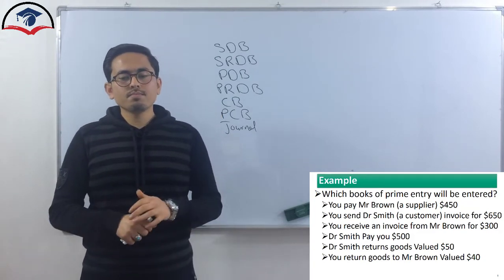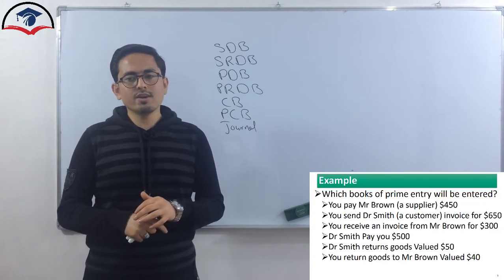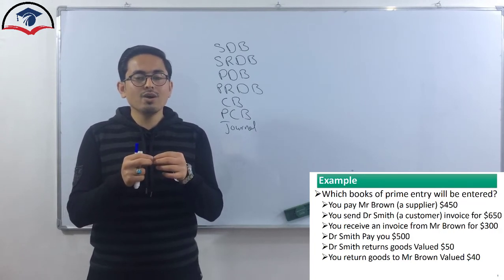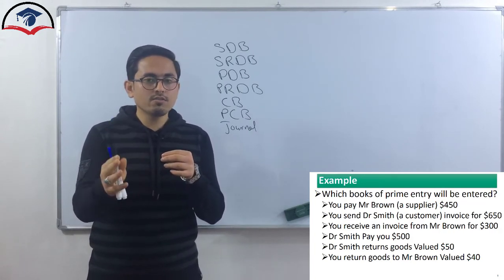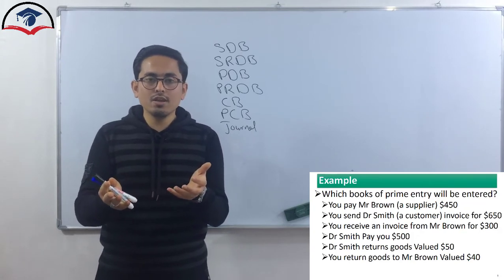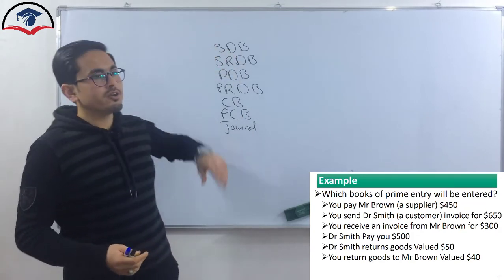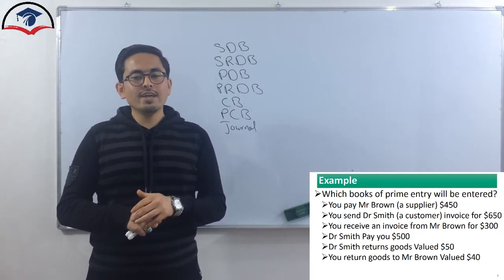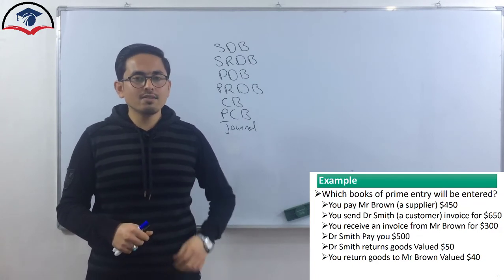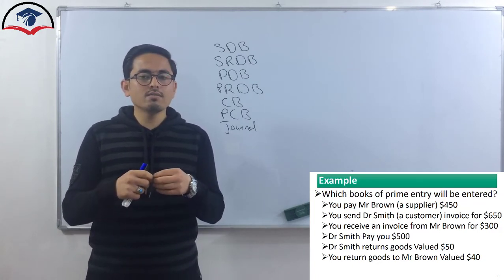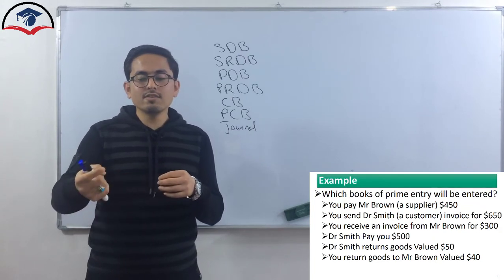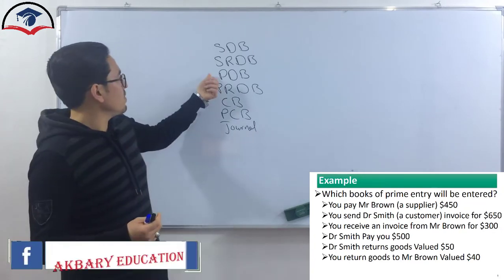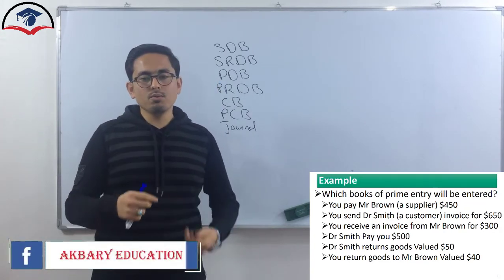The second one, you send Dr. Smith, who is a customer, an invoice for $650. This is the invoice that you have shared with him, and he is a customer. It means there is no cash deal yet. So it's a sale, and it will be recorded in the sales day book. Another one, you receive an invoice from Mr. Brown for $300. Mr. Brown was your supplier, and he sent you an invoice for the purchases you made, and there is no cash deal yet, so it will be recorded in the purchase day book.